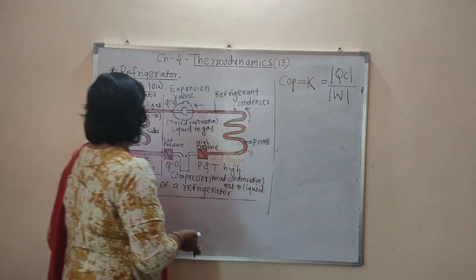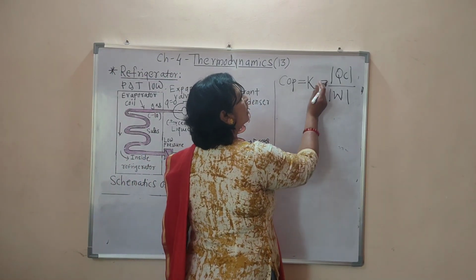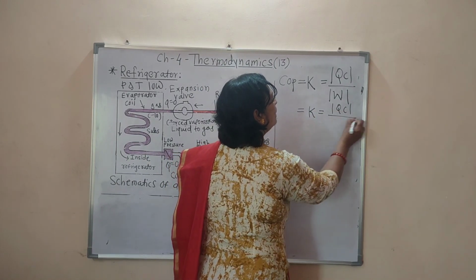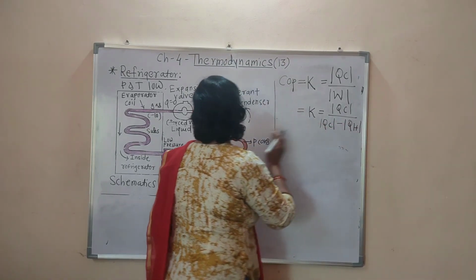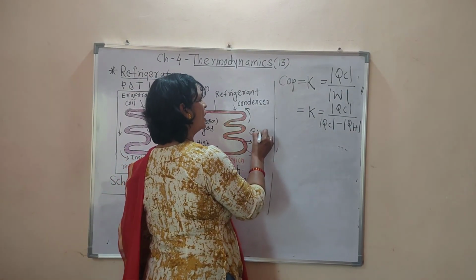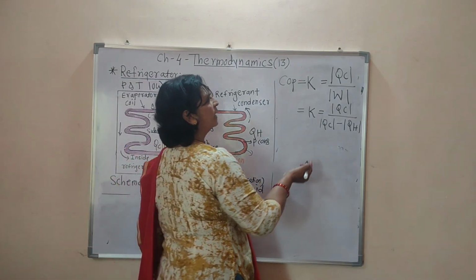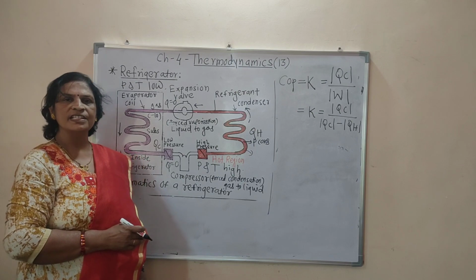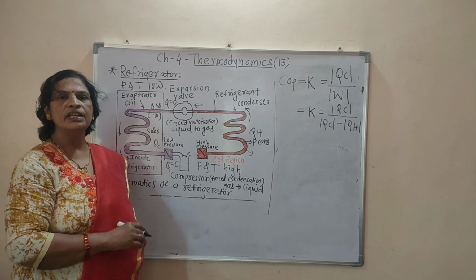QC is heat absorbed in a colder region, and W is the work done. Then K is equal to QC divided by W, and W is nothing but QH minus QC, because QC is the heat absorbed and QH is the heat rejected to the atmosphere. This is the formula for the coefficient of performance of a refrigerator. It is also called the K value, or the quality factor.